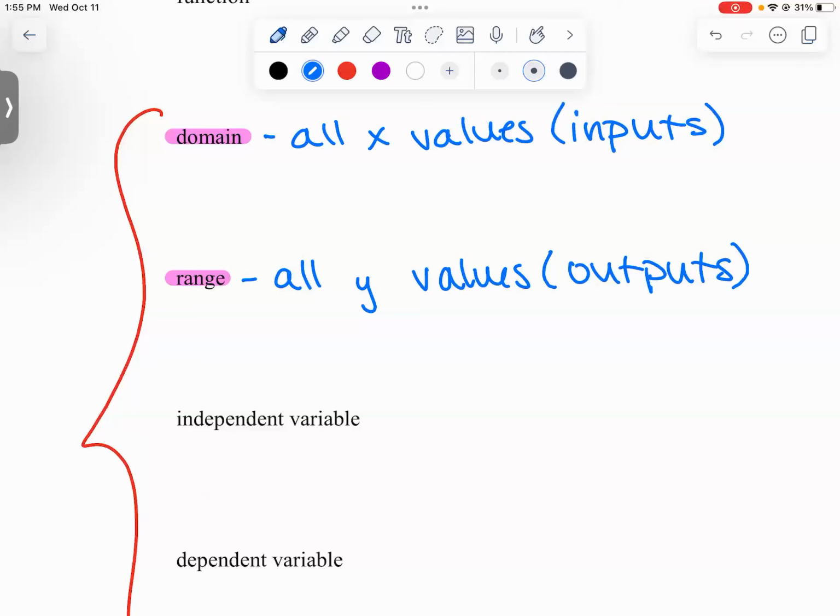This is getting a little bit confusing. Just don't think about it. Instead of X? Okay.